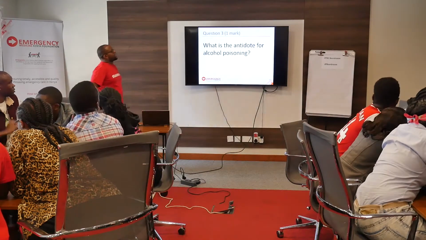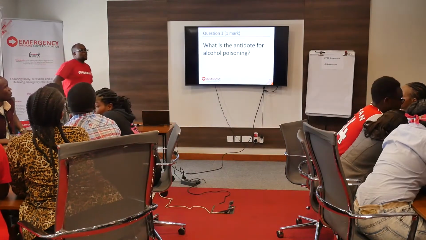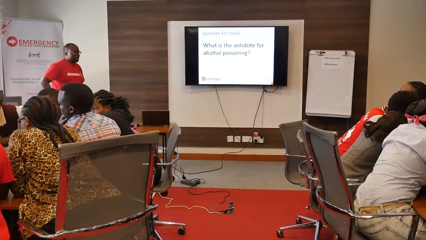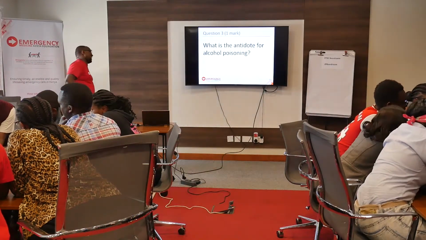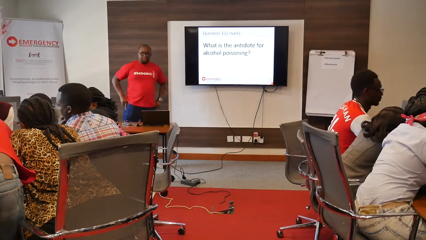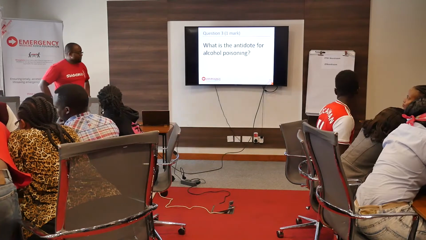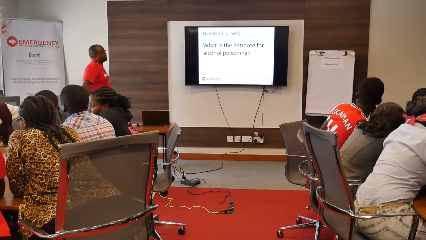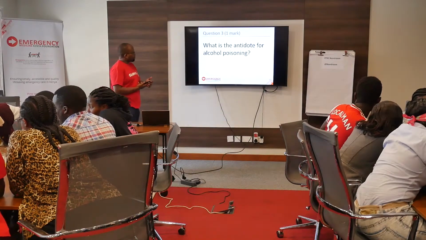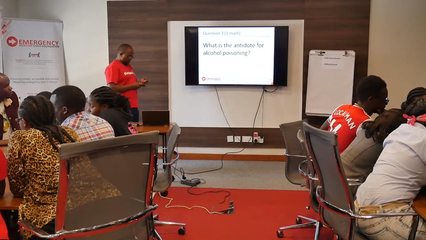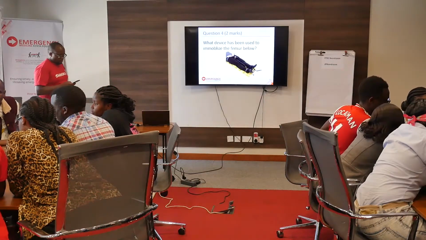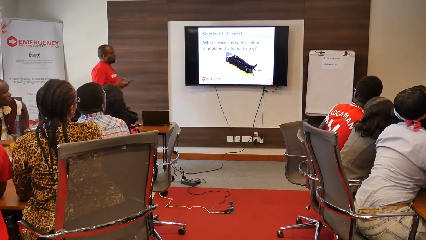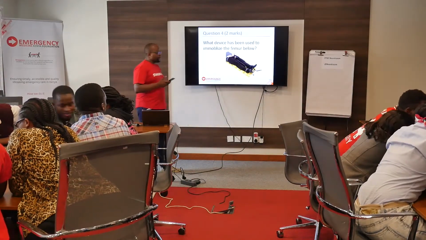Question 3, 1 mark. What is the antidote for alcohol poisoning? Next. Final question, 2 marks. What device has been used to immobilize the femur below?